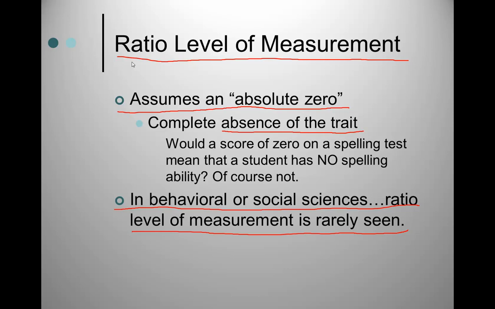Now, obviously, somebody makes a 0 on a test. Does that mean that they are totally oblivious to what they're doing? They've got no skills? Probably not. They may be able to spell very, very simple words. The problem is, they weren't able to spell the ones that they saw on that test.